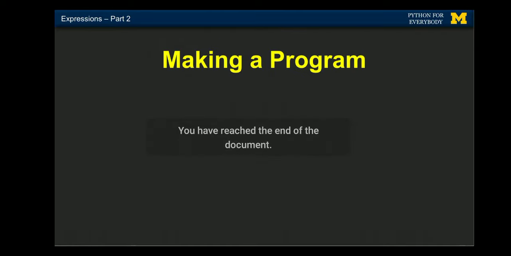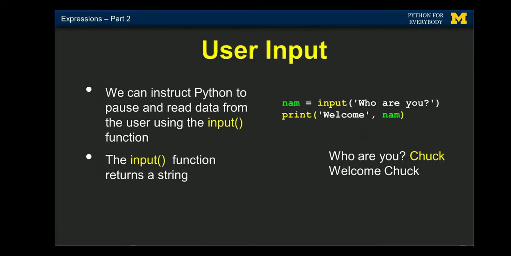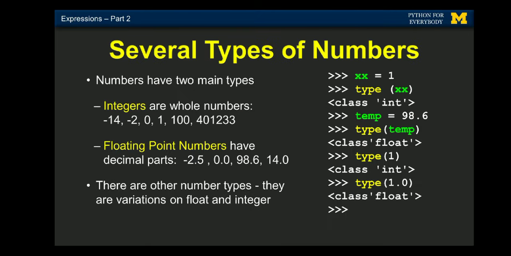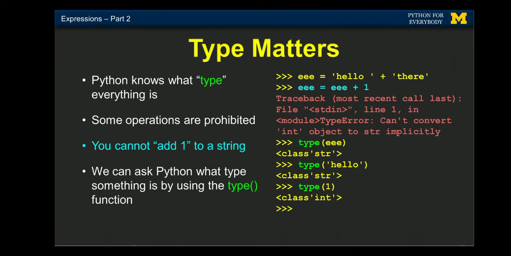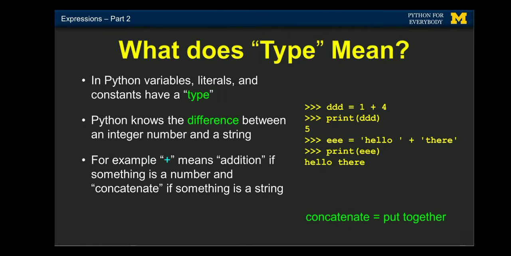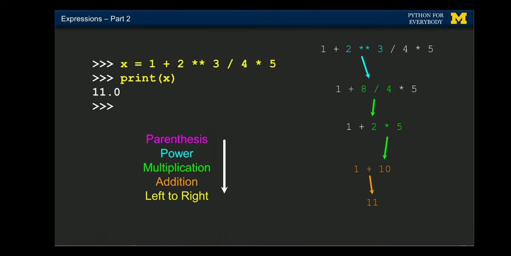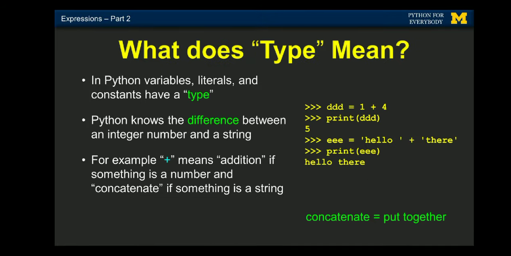In these slides we have learned about user input, string conversion, integer division, type conversion, and the several types of numbers inside Python, which are basically float and integer. Type matters before adding a string to an integer, which is going to give you the error that an int object cannot be implicitly converted to str. What does type mean? Type means a type of data. Operator precedence must be considered because the order of executing an expression depends on operator precedence. So this was the introduction for all these things.